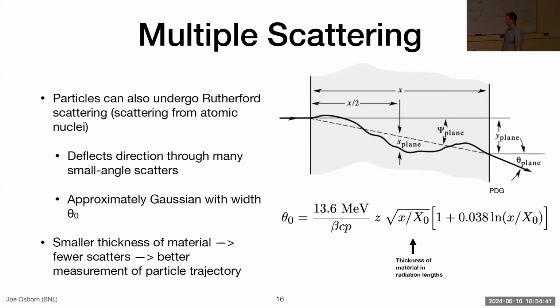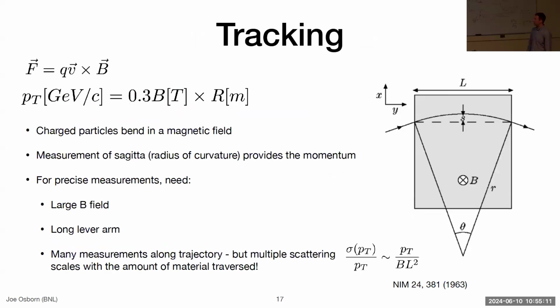And the width of this angle is given by this equation here, which is directly dependent on the thickness of the material in radiation lengths. What that means is that the smaller the thickness of your material is, the fewer scatters you have, and therefore you'll have a better measurement of your particle trajectory because you won't have so many deflections. So this is now related to the tracking side of things. So let's talk about tracking. How do we actually reconstruct tracks in experiments?